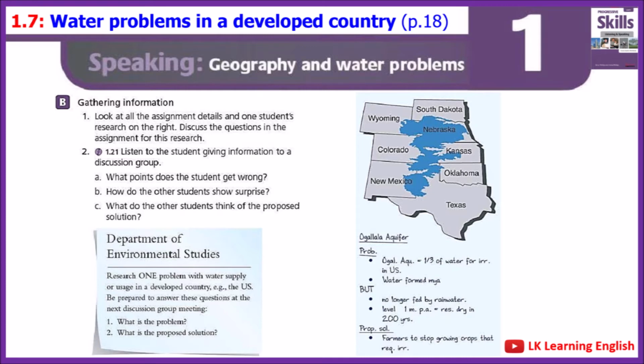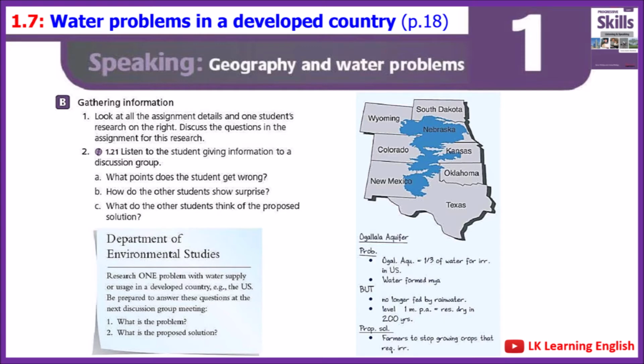It's really serious. Research shows that the reservoir is shrinking fast. The level of the water in the reservoir is falling by 1 metre every year. Wow. Yes, so it will dry up within 200 years. Yes, 200. So, what's the proposed solution?